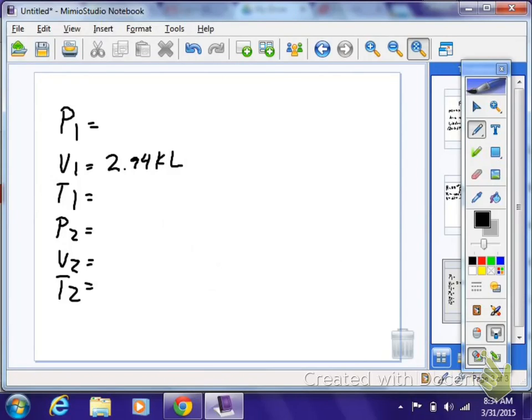Volume 1. At that location, where it's filled, the pressure is 1.06 atmospheres. The temperature at that time is 30 degrees Celsius, so that would be 305. Don't even write Celsius in there, that way I don't get in trouble.